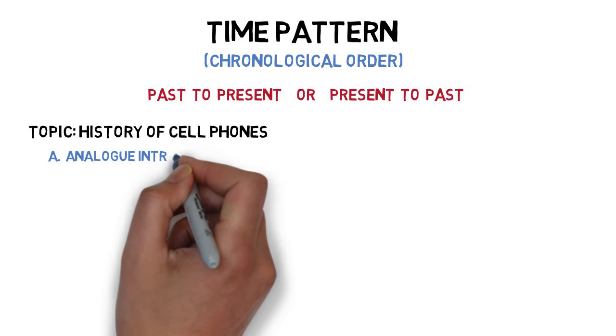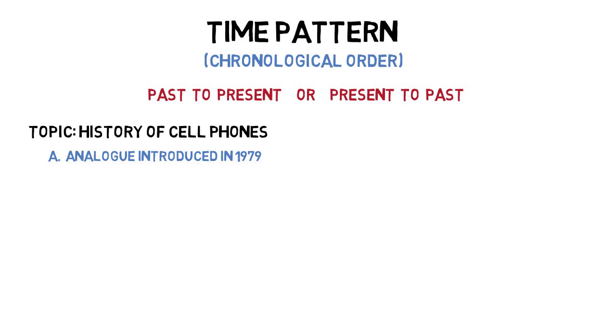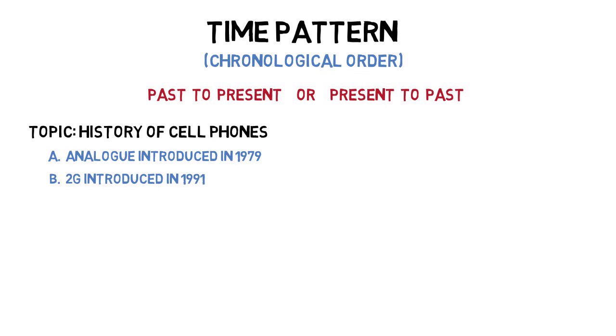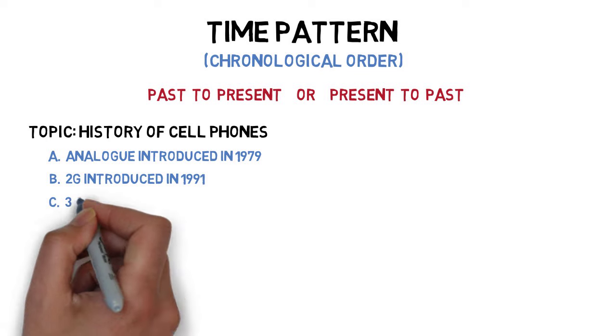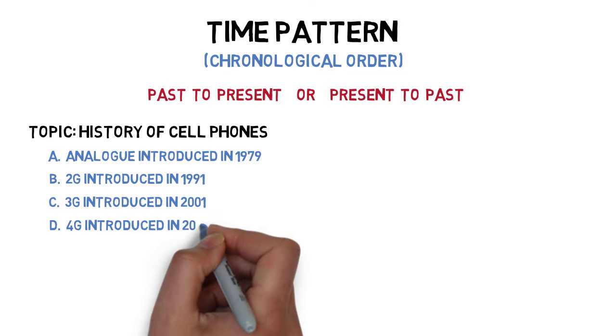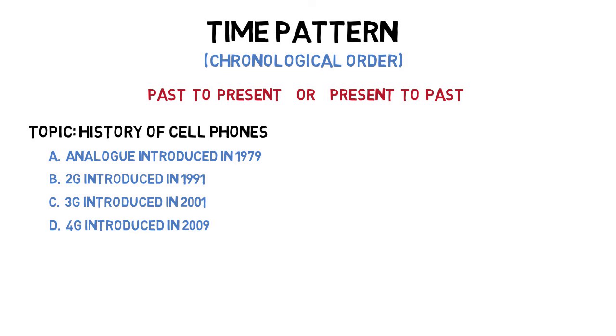The first analog handheld phone was introduced in 1979. 2G digital cellular phones were introduced in 1991. 3G digital broadband cellular phones were introduced in 2011. And 4G native Internet Protocol cellular phones were introduced in 2009.